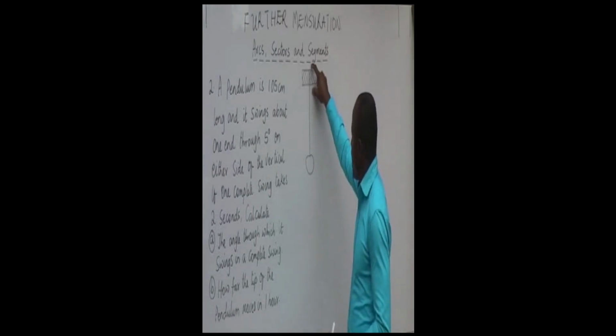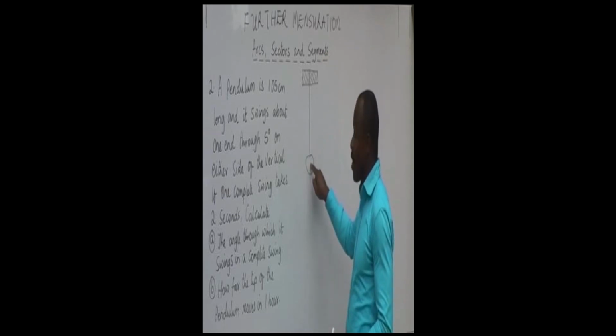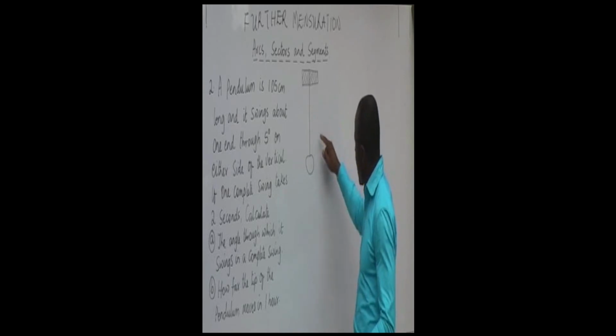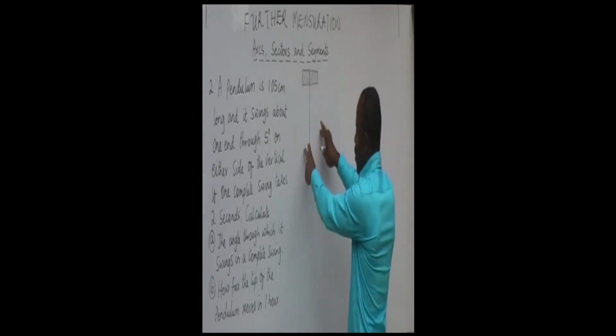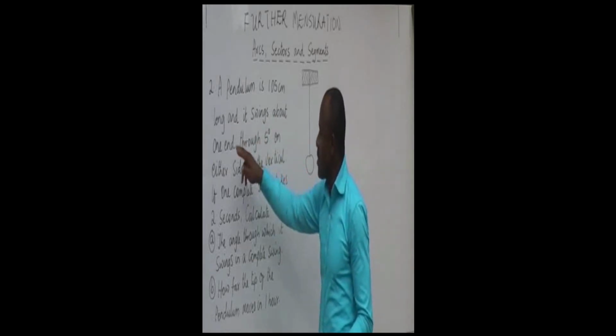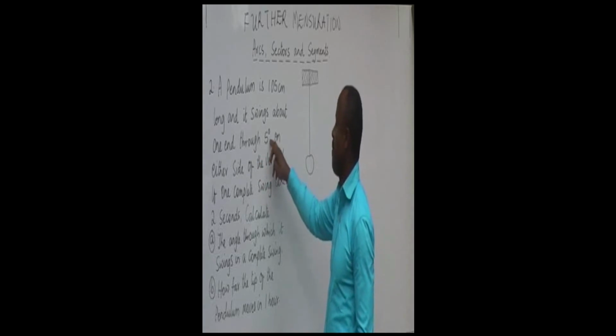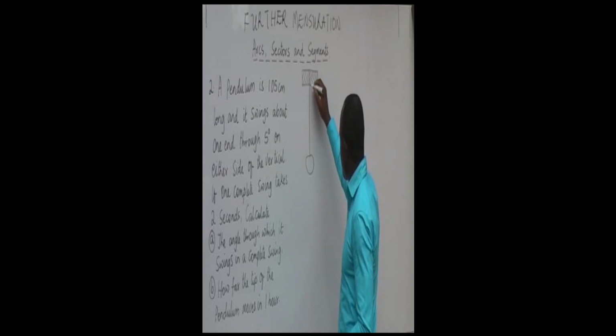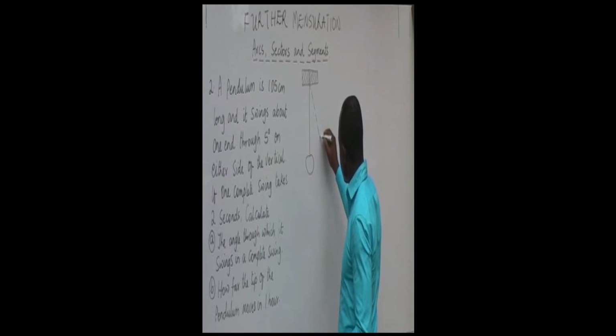A rope suspended with a clip. At the end of the rope, you have a ball, and this ball will be thrusted through an angle. So, if this is the pendulum the question is talking about, it said it swings about one end through 5 degrees. That means when it is thrusted through an angle of 5 degrees. This angle here is 5 degrees.